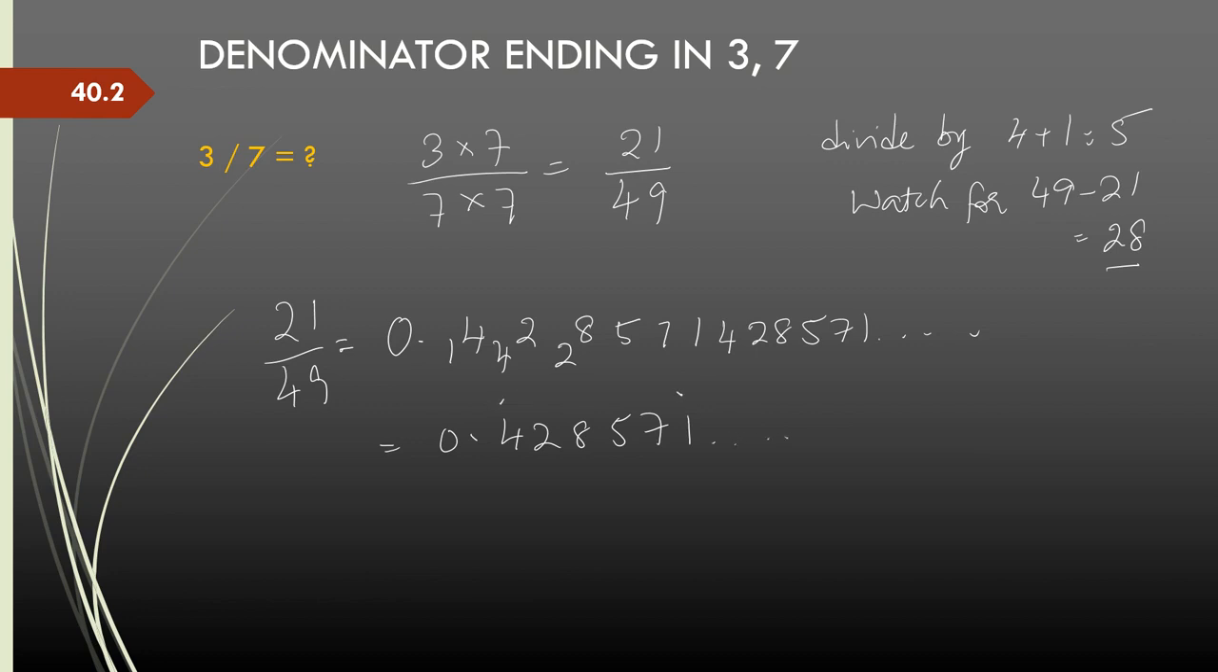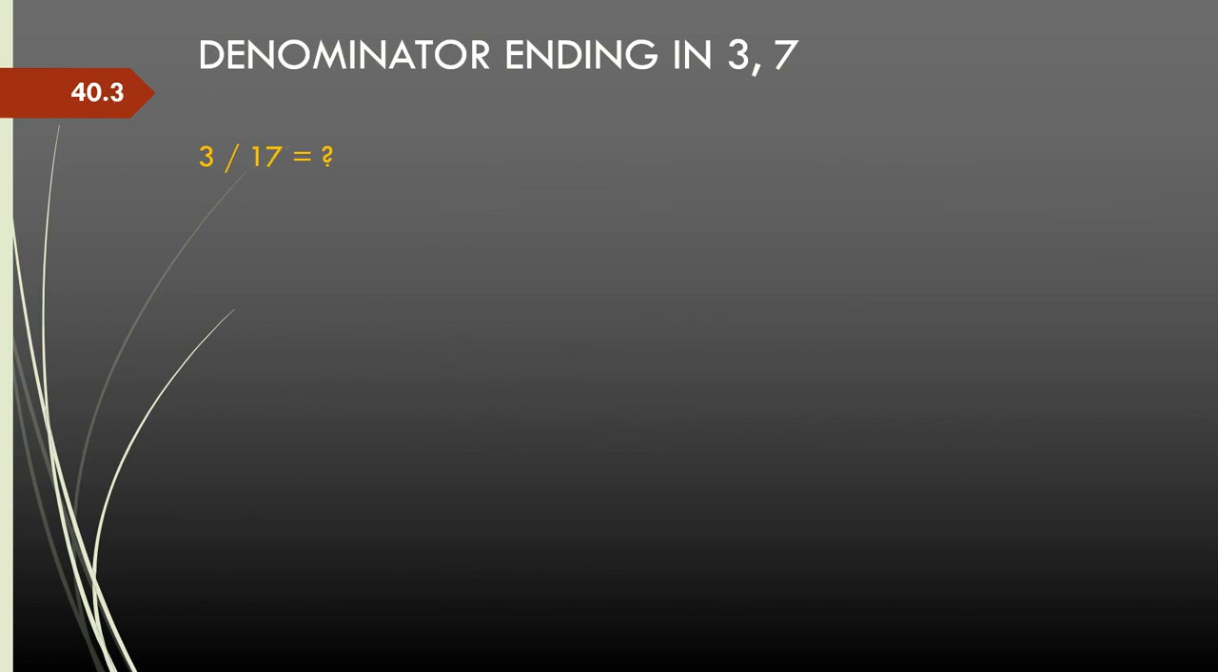Now again, I don't have to resolve all the digits. I will resolve only as many digits as I want in the problem I am solving. So with some practice, you can literally look at the fraction and say the equivalent decimal form just by looking at it. One last example, let's say 3 by 17. Again, here I know I have to multiply the numerator and denominator by 7 to get a denominator ending in 9. So this is 21 by 119.